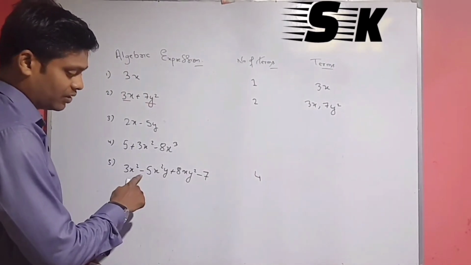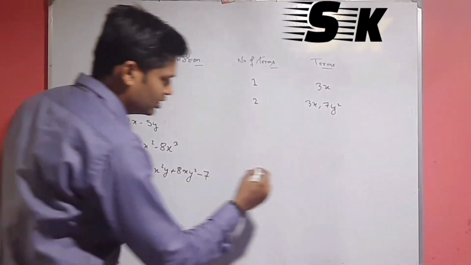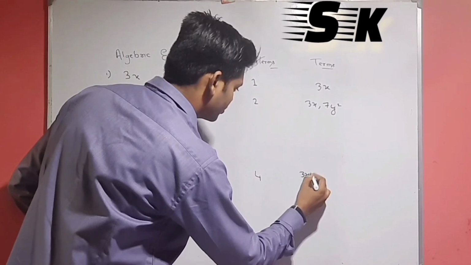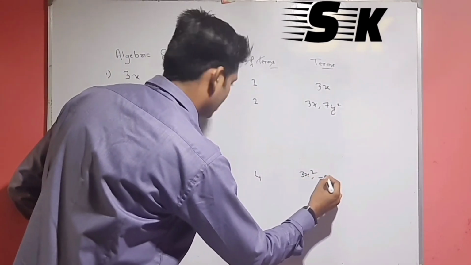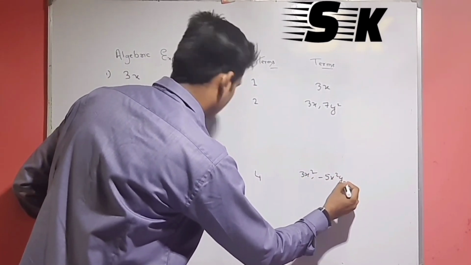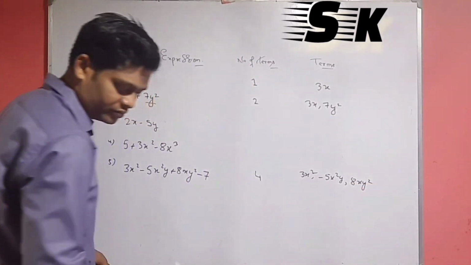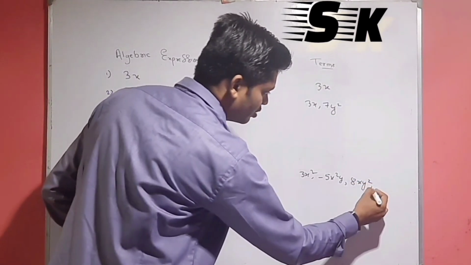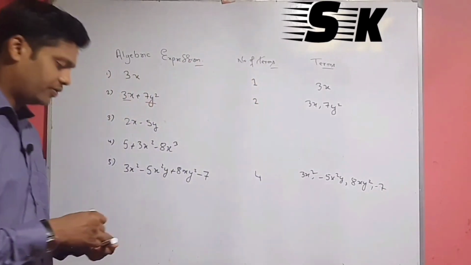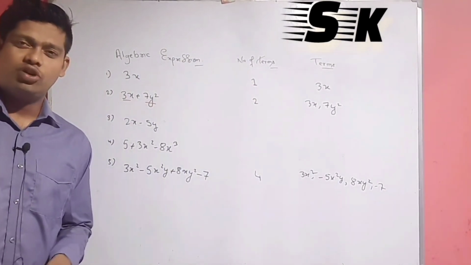If a minus sign is there, you have to write the minus sign also. Just like you have 3x square, minus 5x square, comma, 8xy square is there. After that, minus 7. You have 4 terms. Remaining there is a gap. You have to fill that gap.